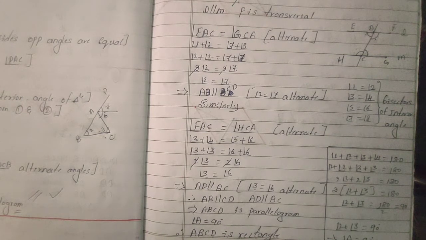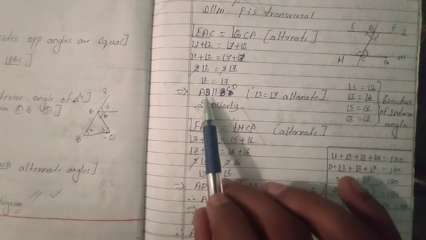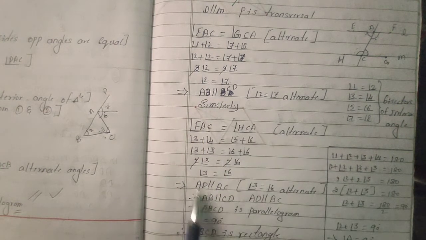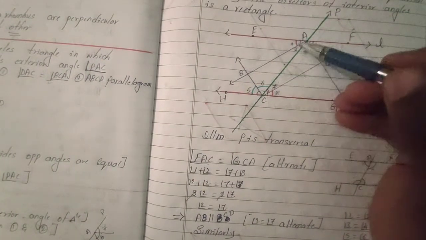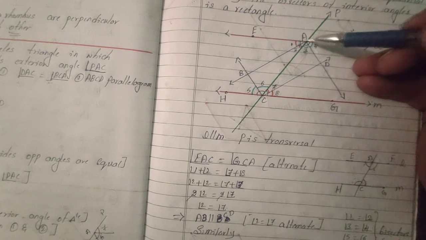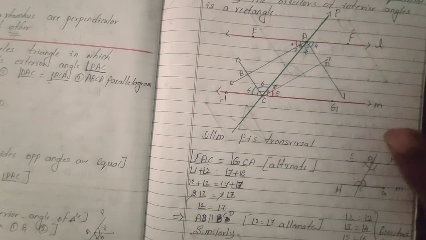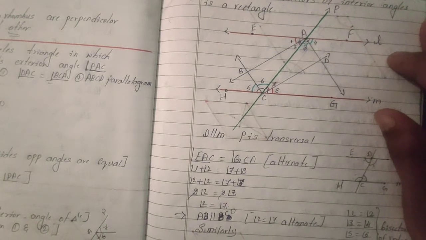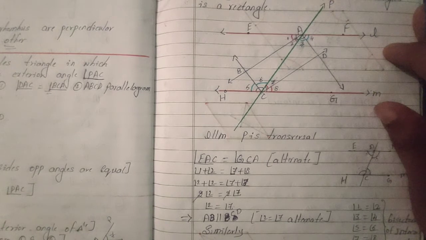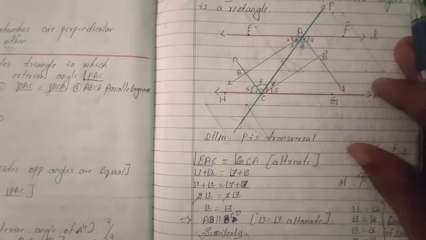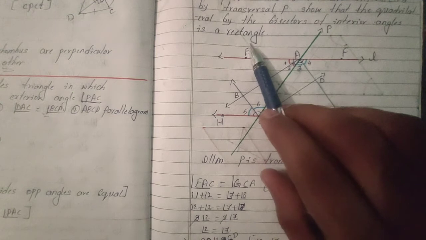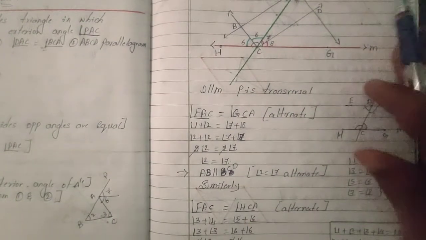So students, what we have proved, AB parallel to CD, AD parallel to BC. Means ABCD is nothing but parallelogram, because opposite sides are parallel, then it is a parallelogram. Now we should prove this is a rectangle. Okay, how to prove? Remember the rectangle condition.